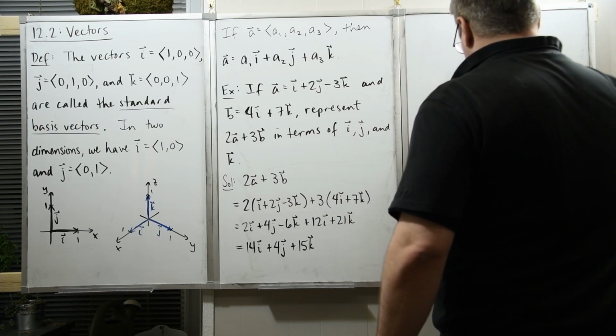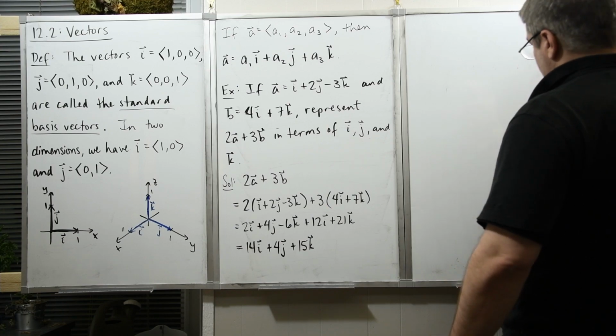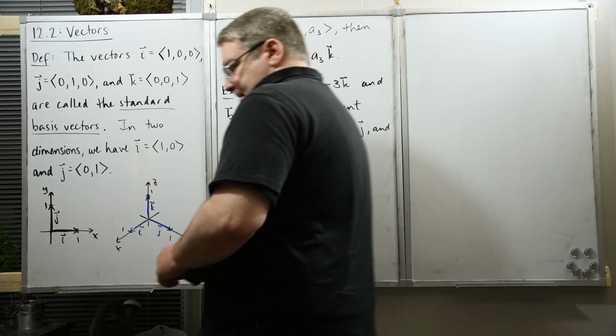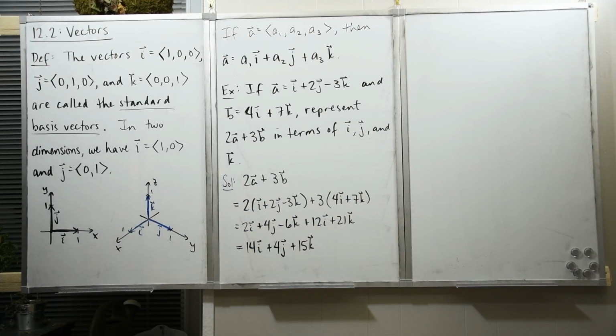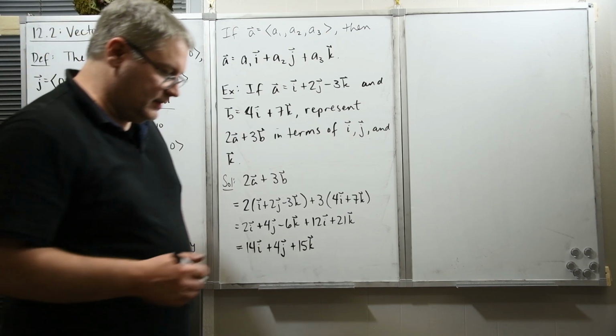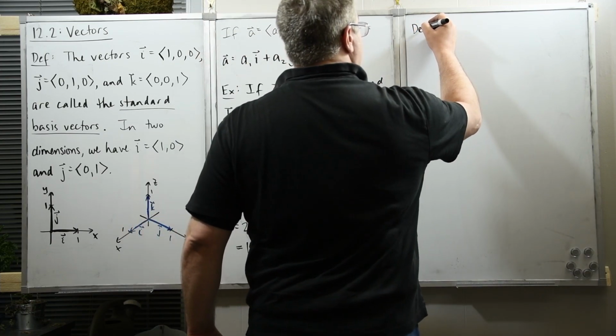There is one last part to this section. We have one more definition and one more example. And this definition is that of a unit vector.